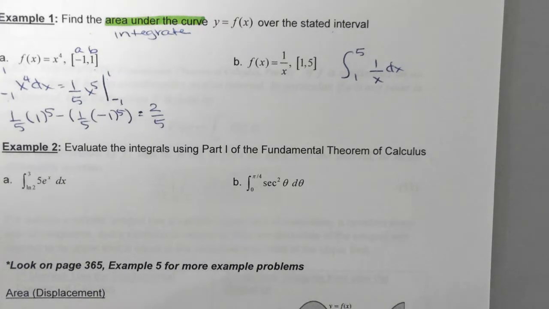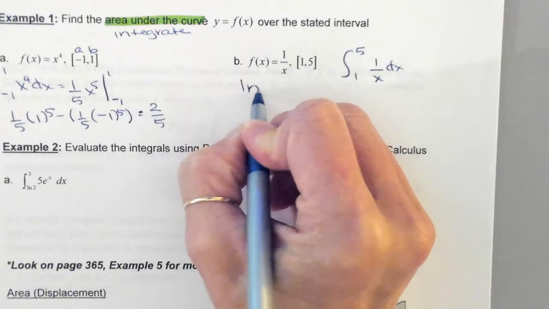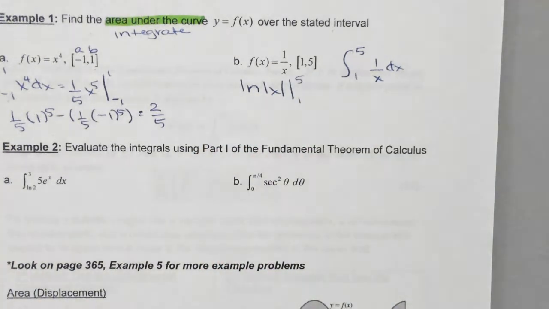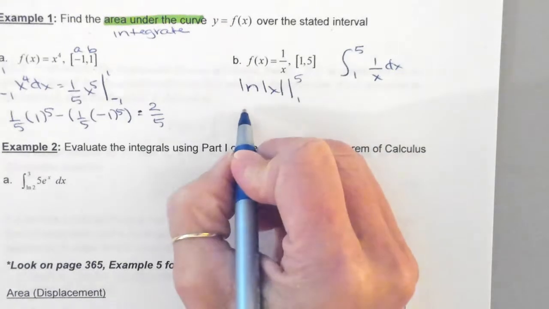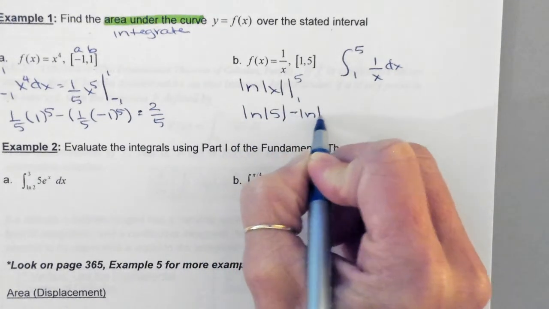Here's my question. What is the integral of 1 over x? Yes, some of you fell for that problem and left that value off. You'll see when you get your quizzes back today. So this right here is the natural log of the absolute value of x, to be evaluated from 1 to 5. Okay, no plus c. So this is the natural log of the absolute value of 5 minus the natural log of the absolute value of 1.